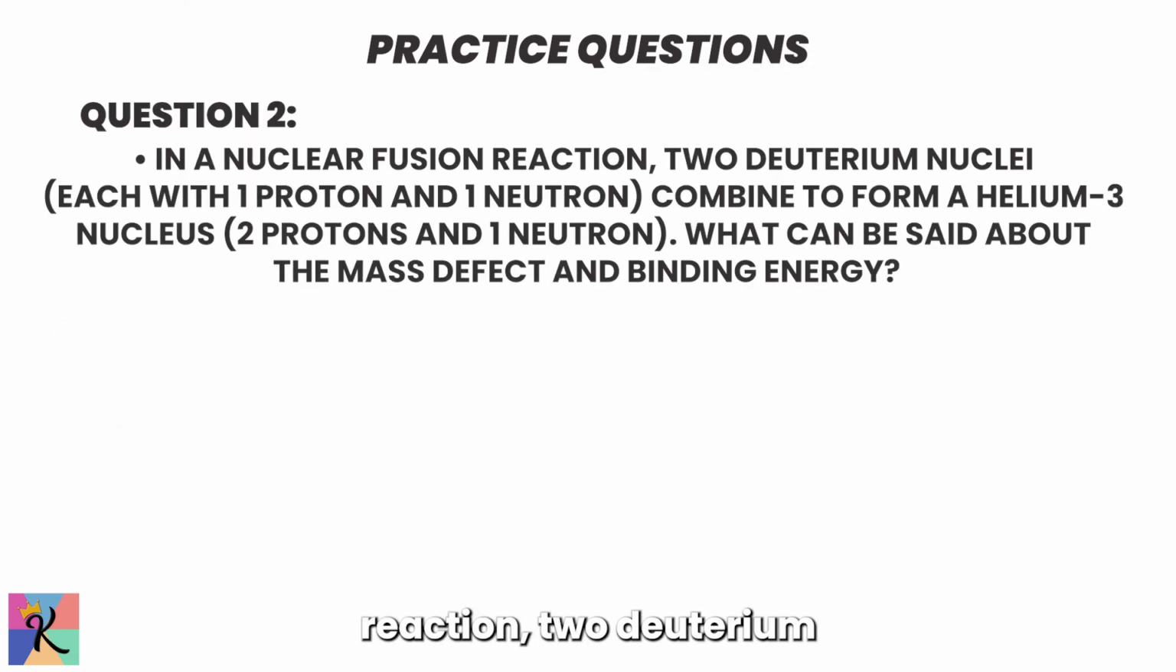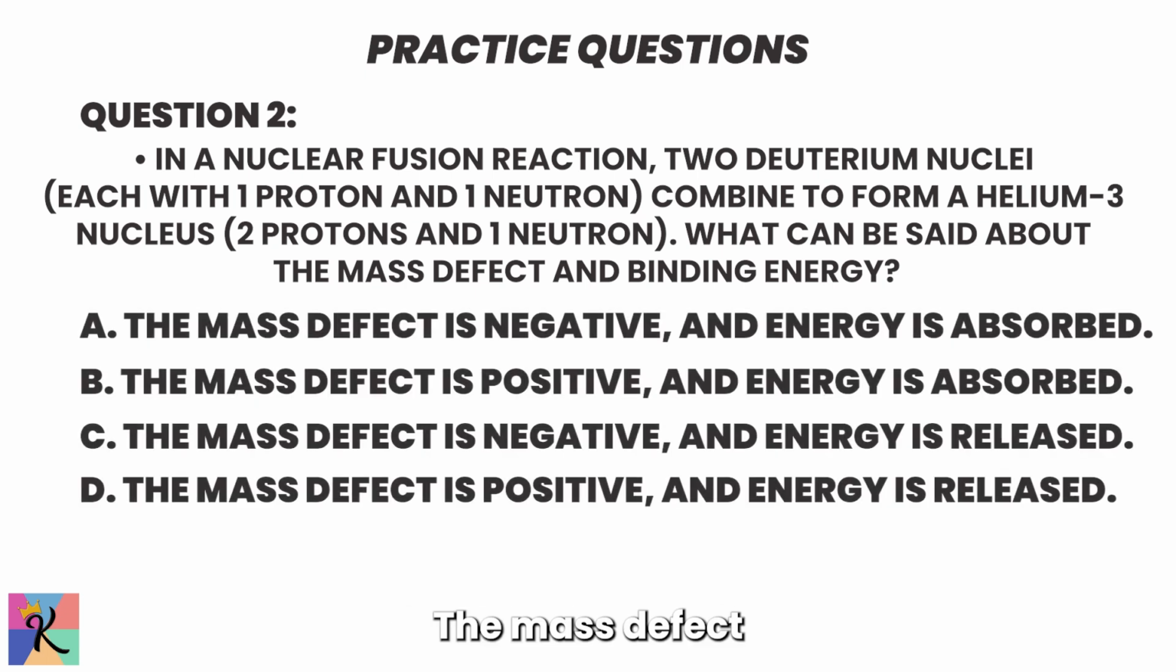In a nuclear fusion reaction, two deuterium nuclei, each with 1 proton and 1 neutron, combine to form a helium-3 nucleus, 2 protons and 1 neutron. What can be said about the mass defect and binding energy? A. The mass defect is negative and energy is absorbed. B. The mass defect is positive and energy is absorbed. C. The mass defect is negative and energy is released. Or D. The mass defect is positive and energy is released.